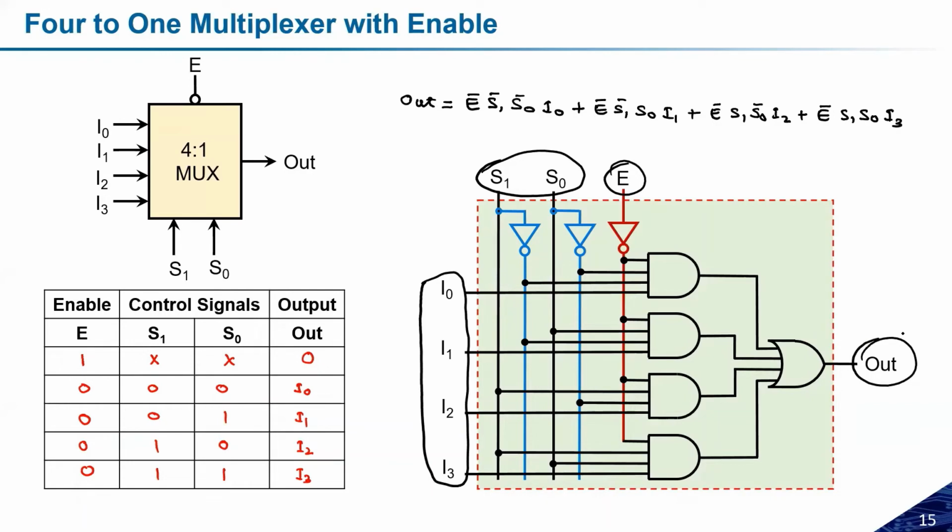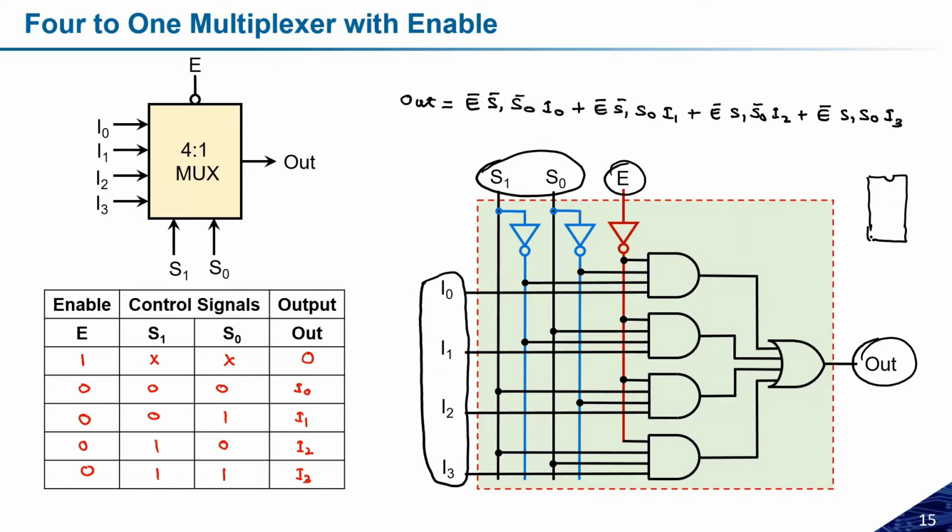If I want to make any integrated circuit for a 4:1 multiplexer, how many pins are required? Can anyone tell me? If I want to make an IC having one 4:1 multiplexer inside, how many pins are required? So 10. How? Four inputs I0, I1, I2, I3, and three, S1, S0, E, one output, and one ground and one power.